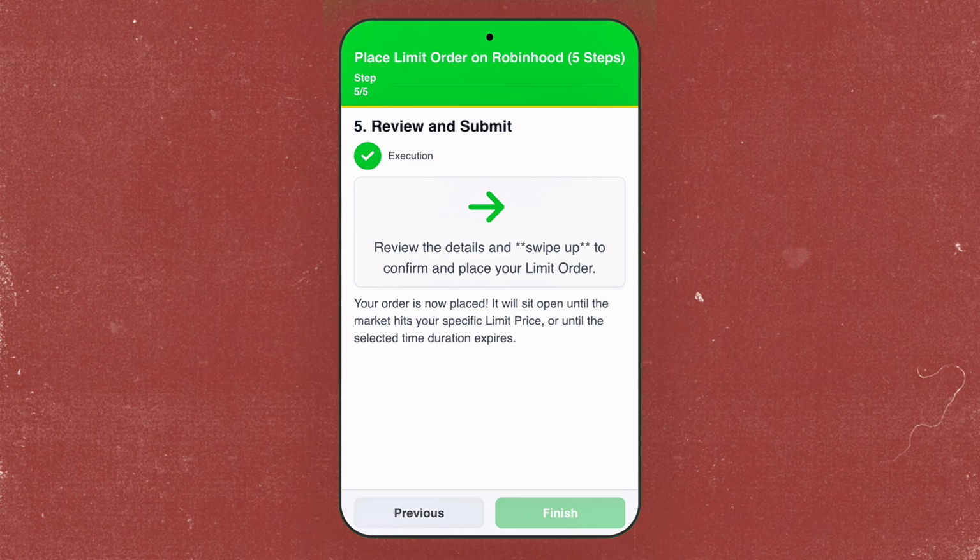And lastly is to review and then submit. So your order is now placed, so it will sit open until the market hits your specific limit price or until the selected time duration expires. So that's pretty much it.